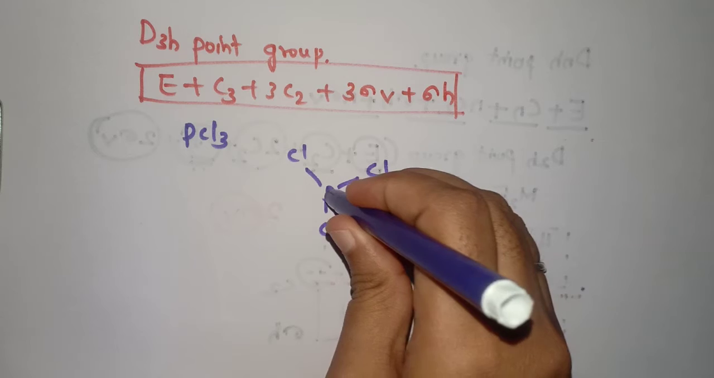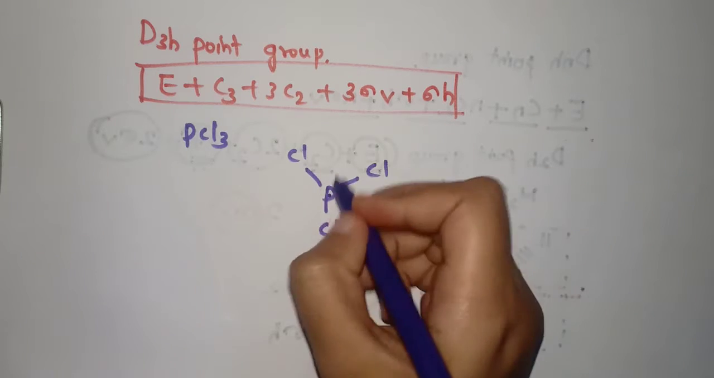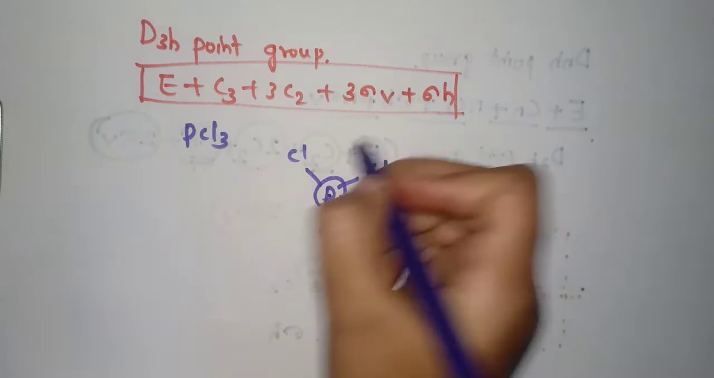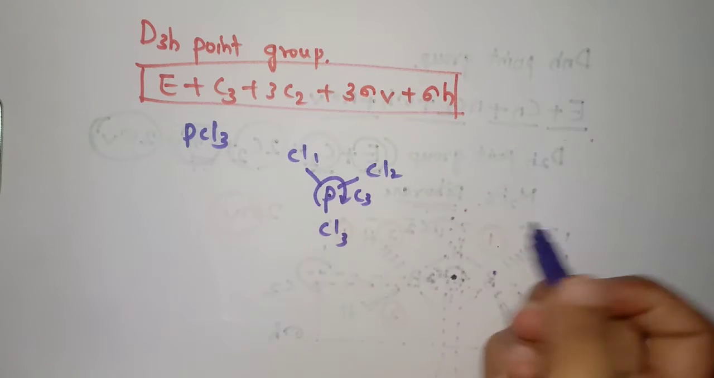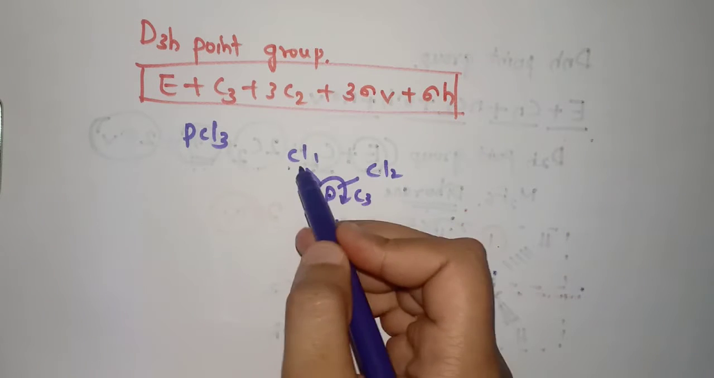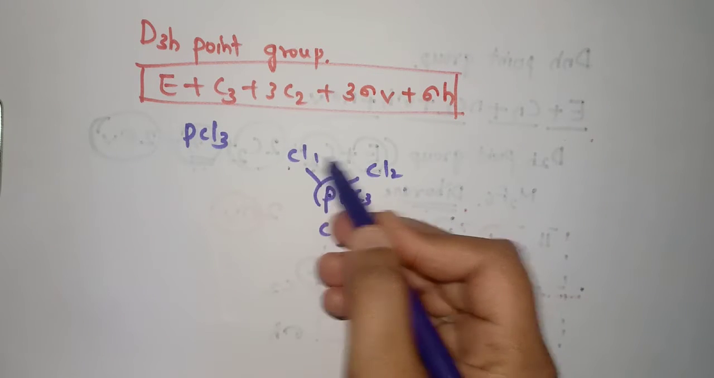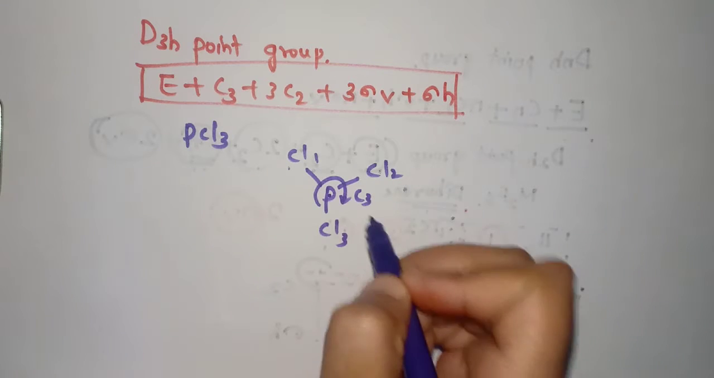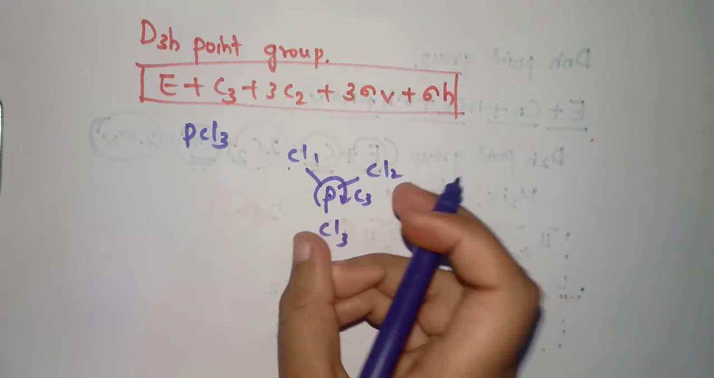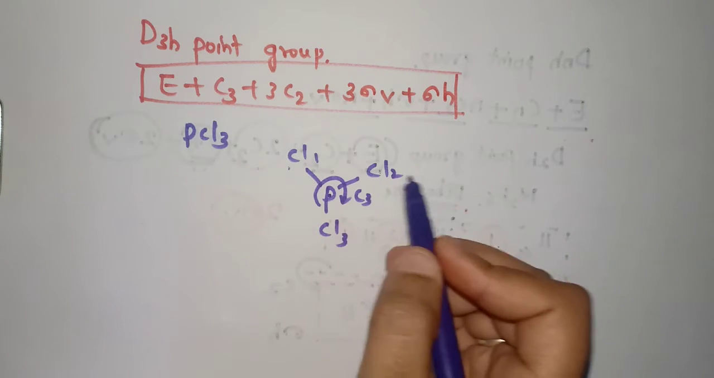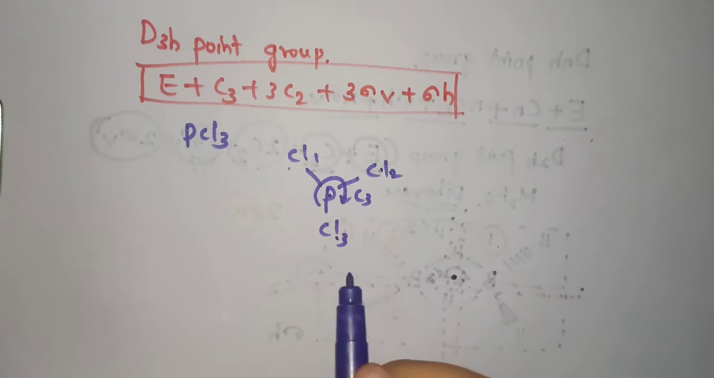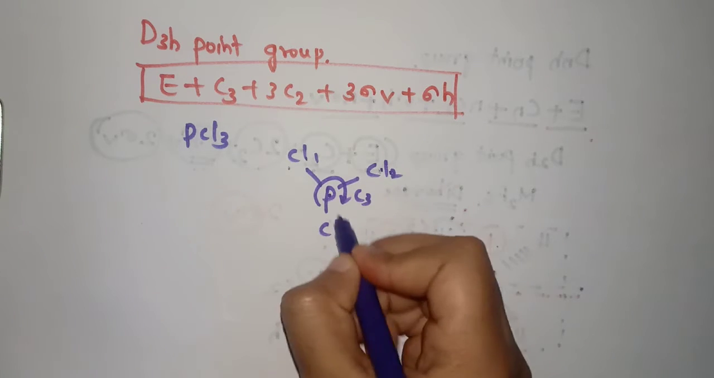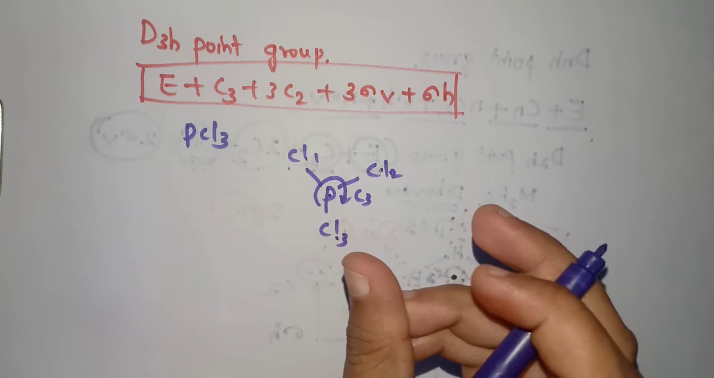See, if I pass the axis like this and rotate the molecule, the chlorines are labeled 1, 2, 3. That is the C3 operation. If we perform C3 operations, we will get a equivalent configuration. If I perform C3, this one will come this side, this will come this side, and this will go that side. And again if I perform C3, we will get an equivalent configuration.